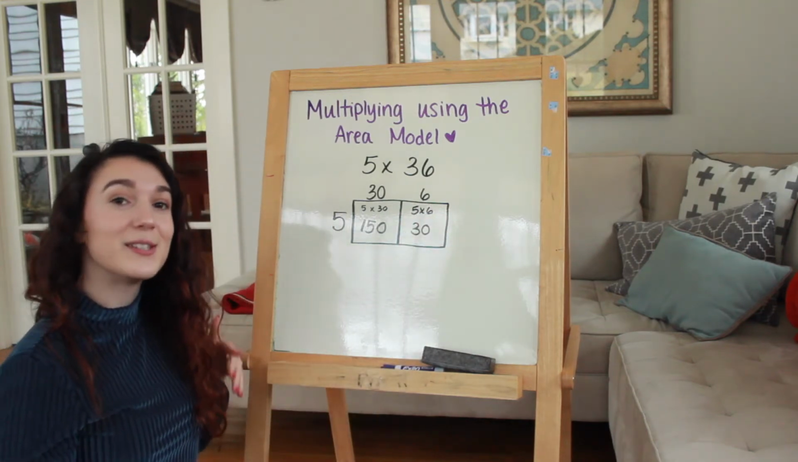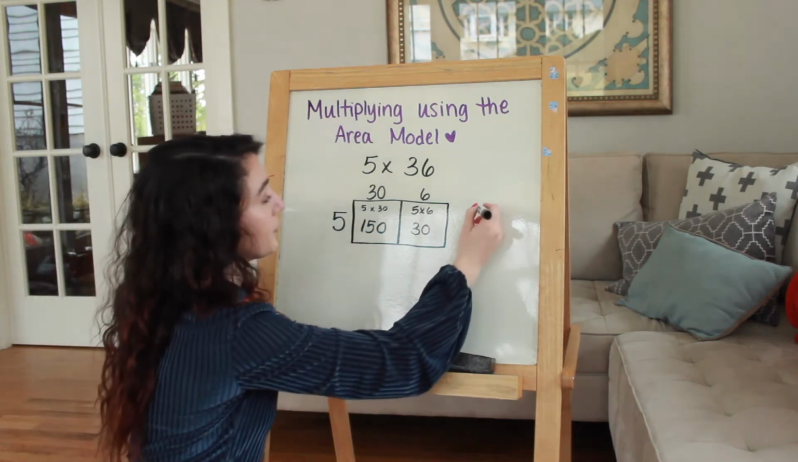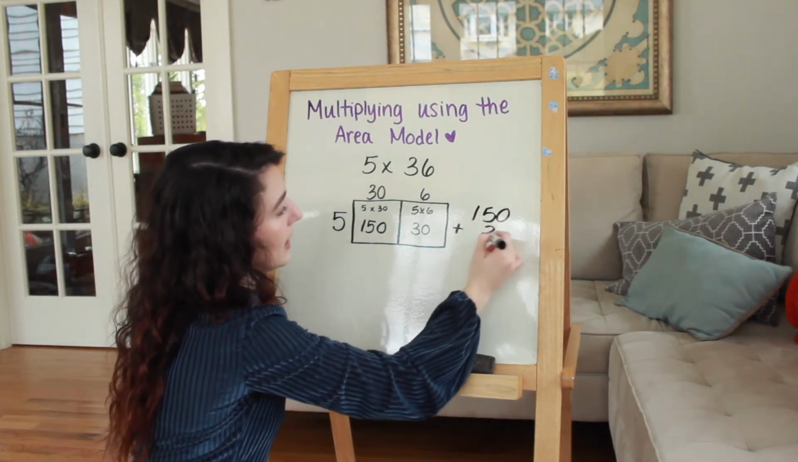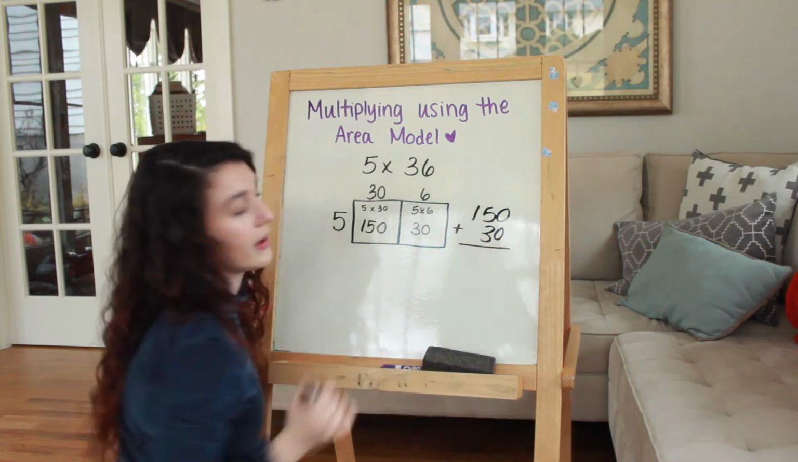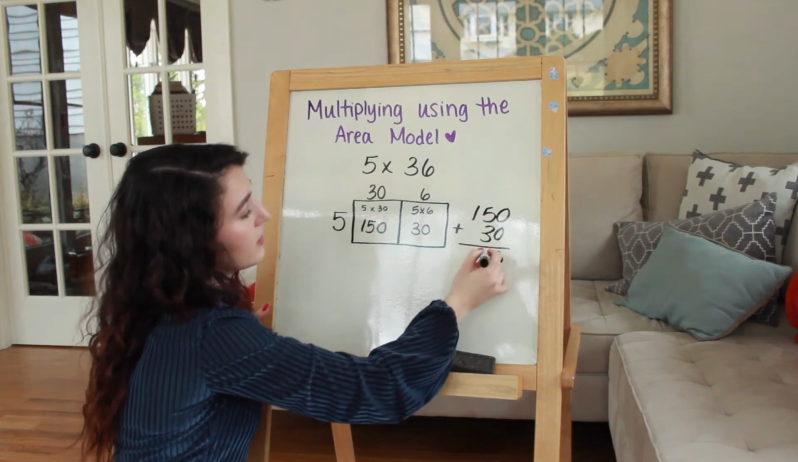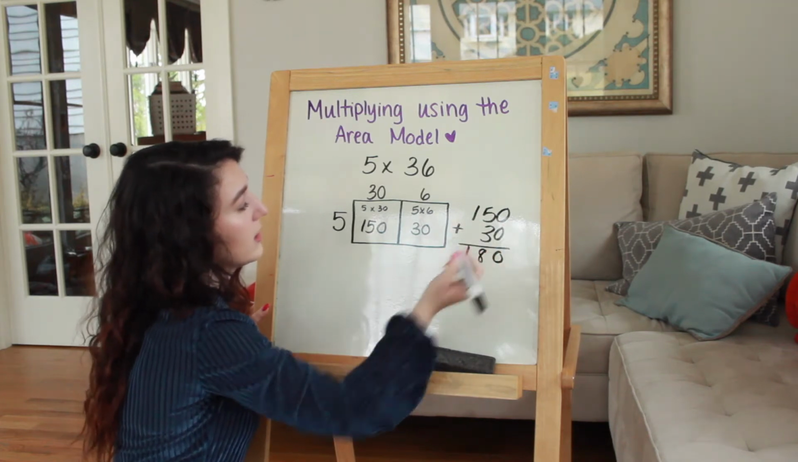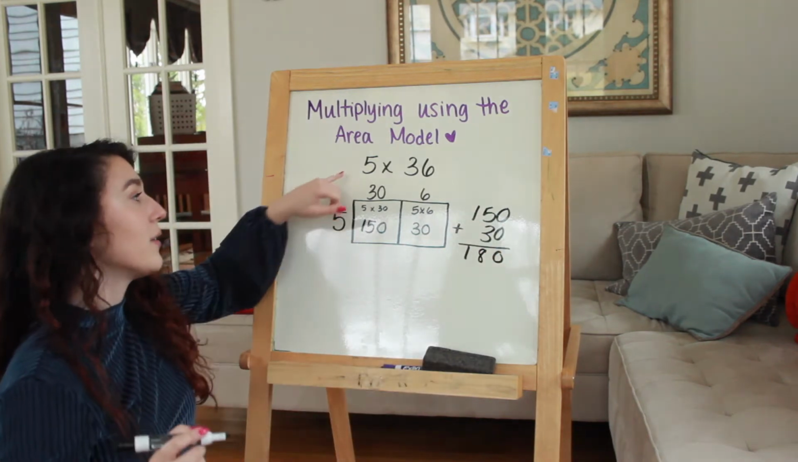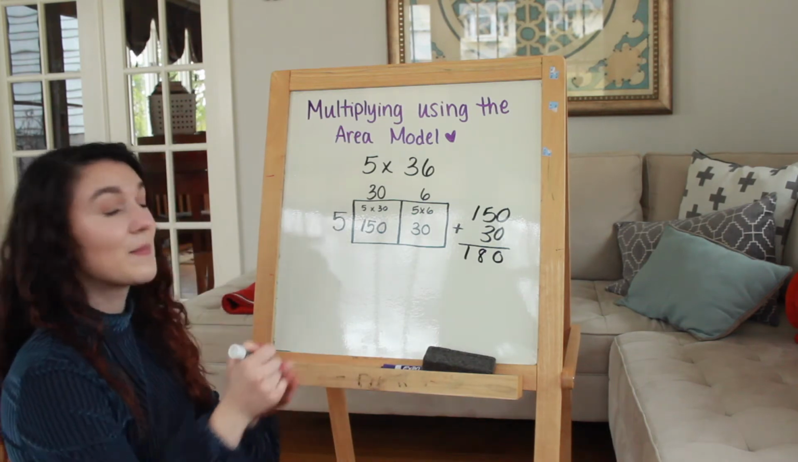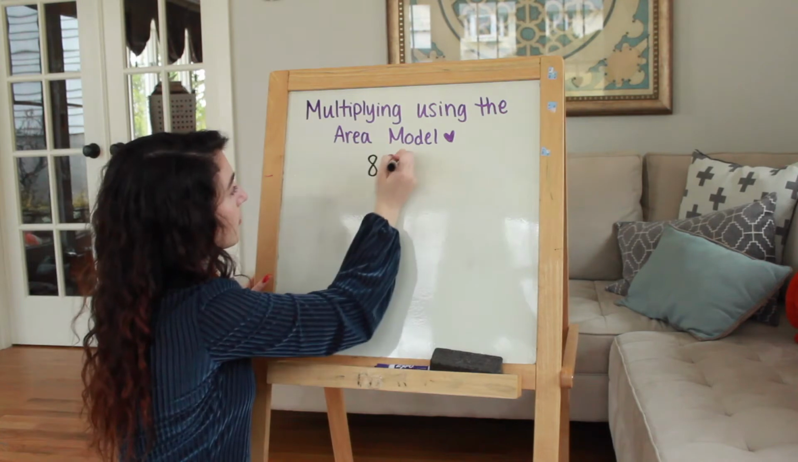Now my next step is to add up my numbers, making sure that when I'm adding, I'm lining them up by place value. 0 plus 0 is 0, 5 plus 3 is 8, and 180. So I know that 5 times 36 is 180. Let's try another one.